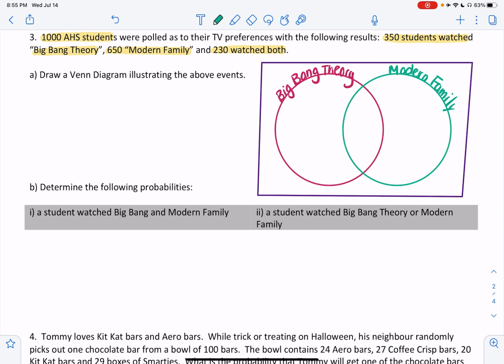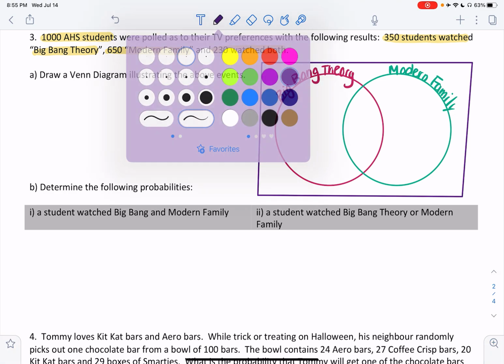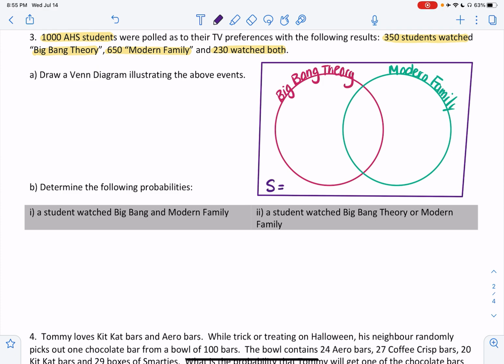Okay, so when we work with our Venn diagrams, the first thing that we do is we'll state our sample space if we have it. So here we know we have 1,000 students. Now we always start with the middle. So we know that 230 watch both. So now what we're going to do is ensure that we're not double counting. So for the Big Bang Theory, we have that 350 students watch, but we've already counted those 230 students in the middle, so we have to subtract them. This leaves us with 120.